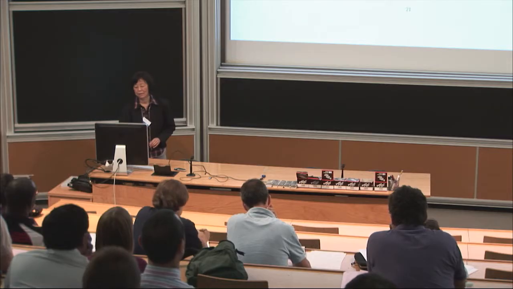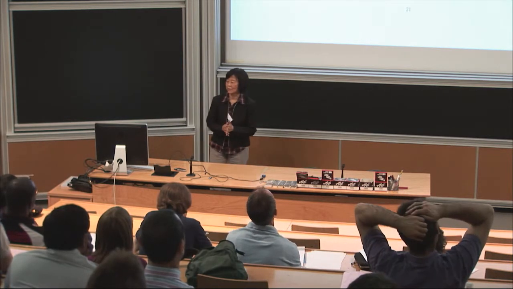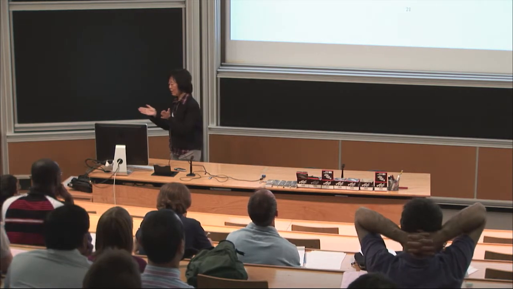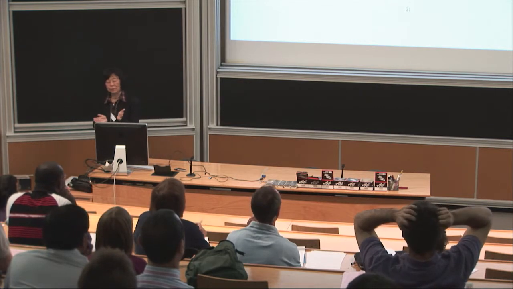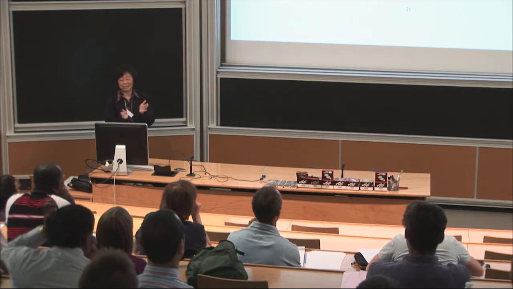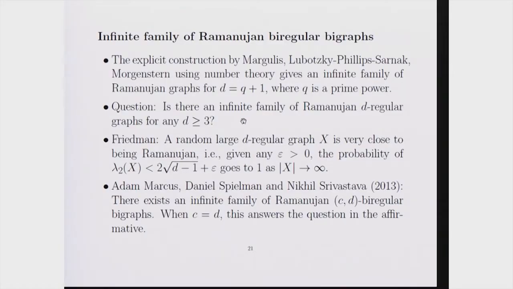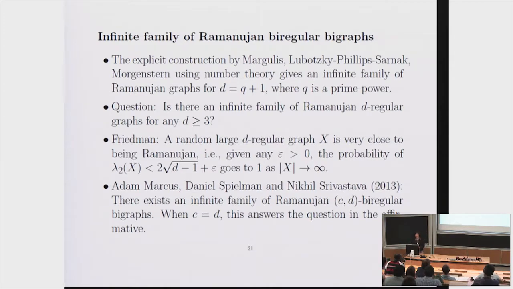Okay. So I talked about the infinite families of Ramanujan graphs constructed using number theory. There the tree has valency q plus 1, where q is a prime power. So all the Ramanujan graphs constructed this way will have valency a prime power plus 1. And it's a natural question to ask: if I just pick any positive integer d, whether there is an infinite family of Ramanujan d-regular graphs.